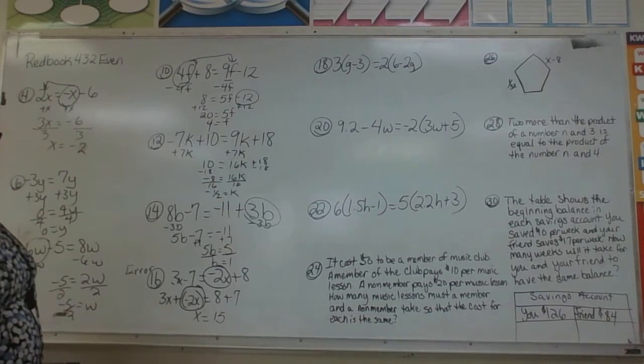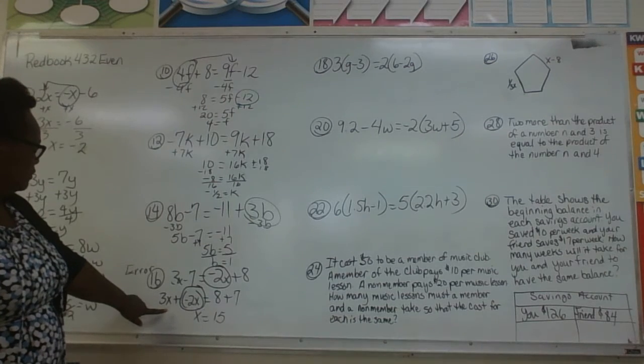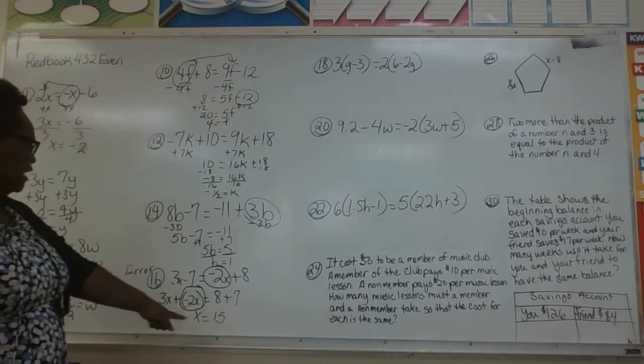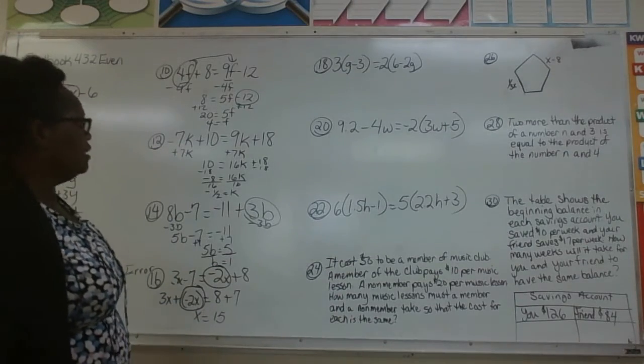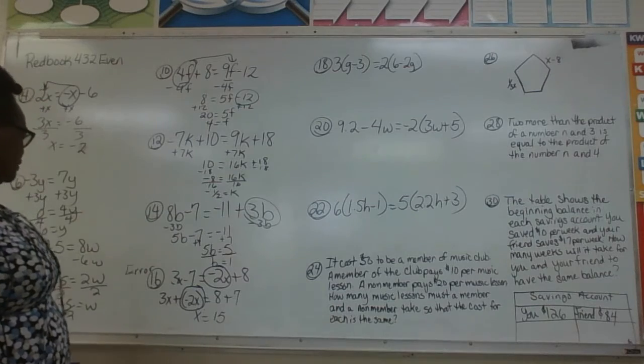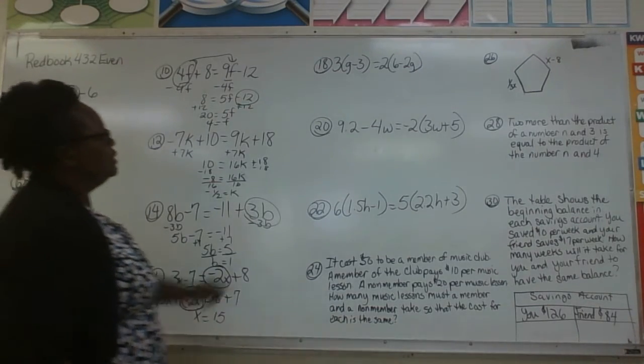And so therefore, they would have gotten 5x here equals to 15, and then x would have been equal to 3. Okay, so that's the error here when they move here. That was the error. All right, let's move forward.